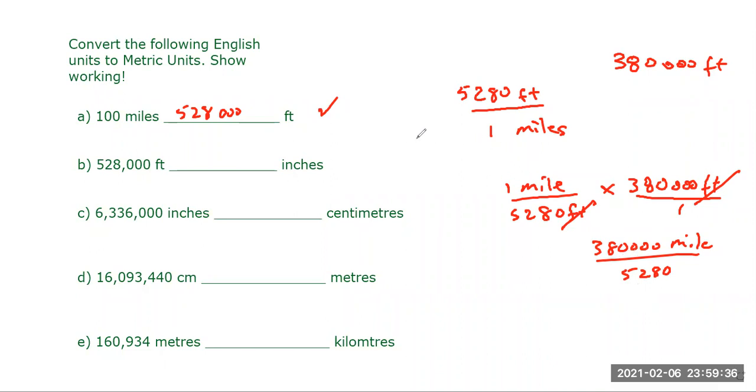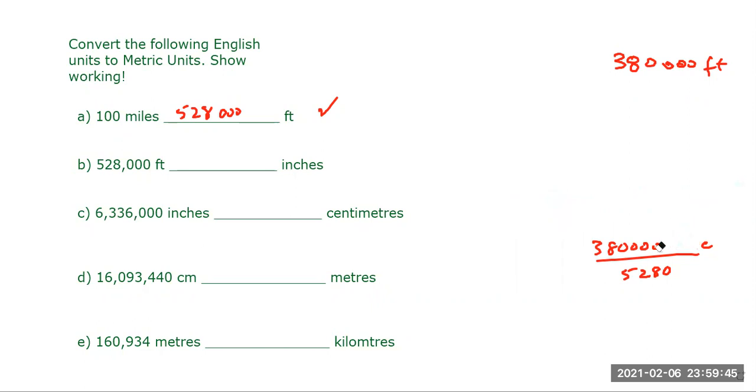Okay, so that's the idea. That was helpful. So we can basically figure out how we'll work out the others. All right, so let's go on to the others. That's the B portion. So we have to calculate 528,000 feet into inches. So we need a ratio for that.